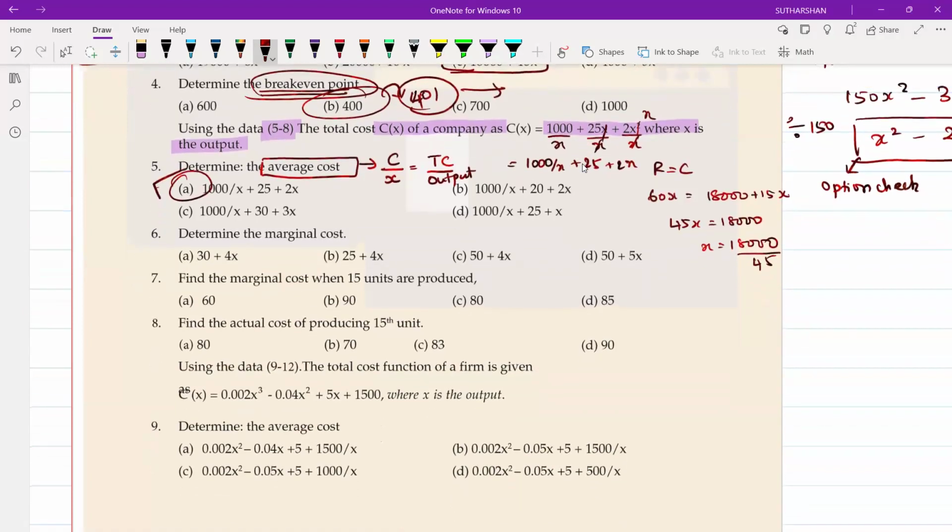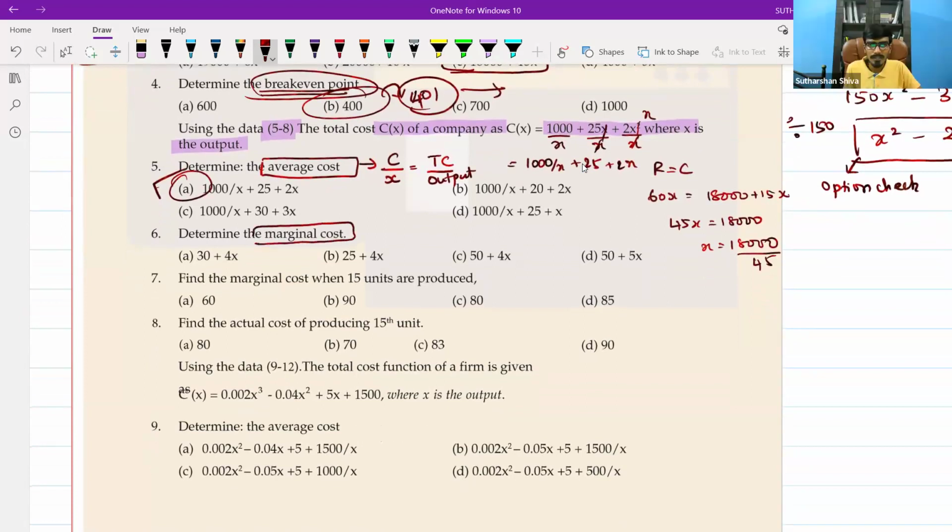Yes, sir. Then determine the marginal cost. For that marginal cost, what you need to do? Marginal cost is nothing but the derivative, that is a differential of total cost. From cost, we need to go for the marginal cost. So we will go for a differentiation technique. In the same equation, if I differentiate 10,000 it will become what? 0, right? If I differentiate any constant, it will become 0. 25x, x will become 1. So 25 into 1 will become 25.